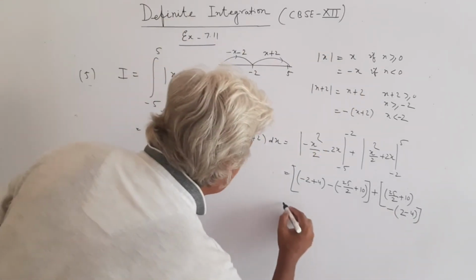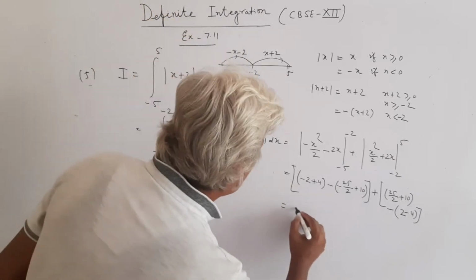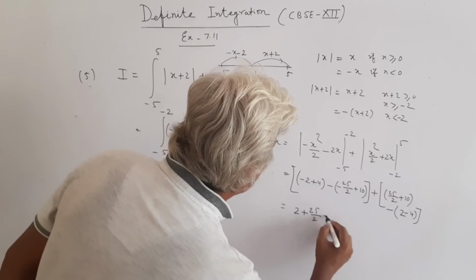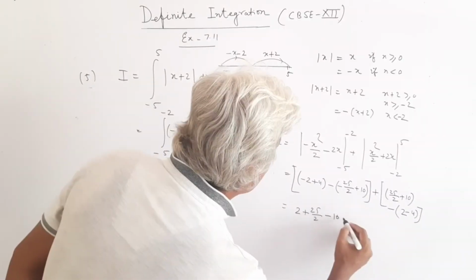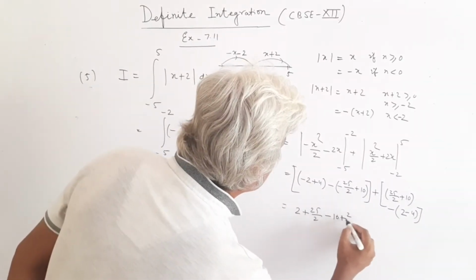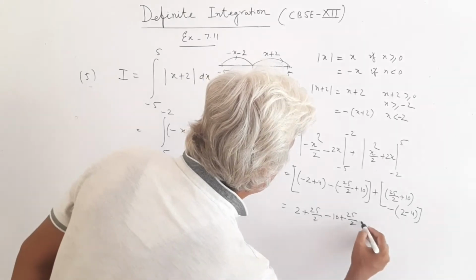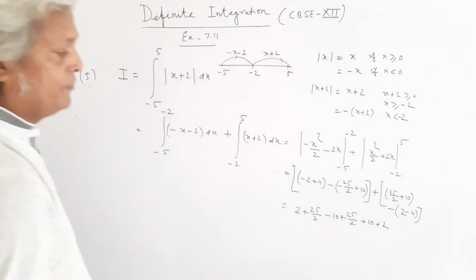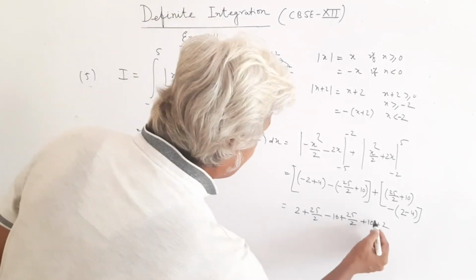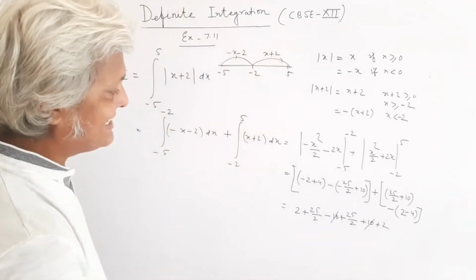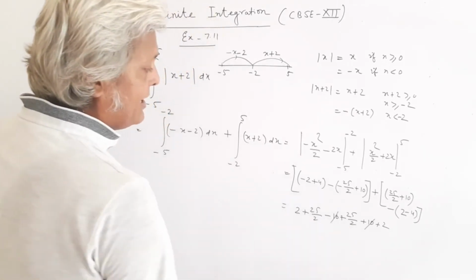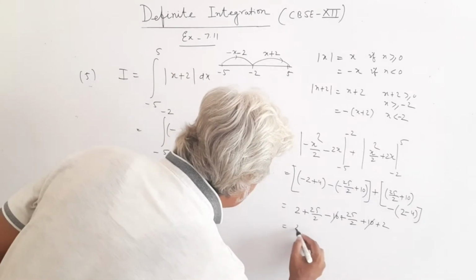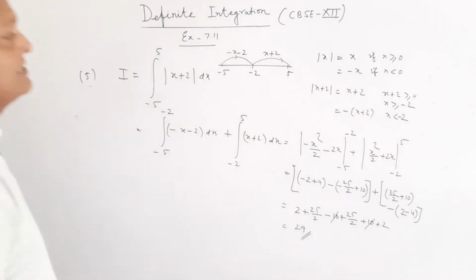Now I resolve this bracket. This is minus 2 plus 4 minus, in the first part, 25 by 2 minus 10, and then plus 25 by 2 plus 10 and minus 2 plus 4. You see the 10s cancel each other. 25 by 2 and 25 by 2 together become 25, and the 2 and 2 make 4. This gives me 29, and this is the answer.